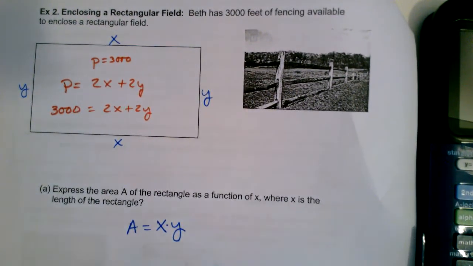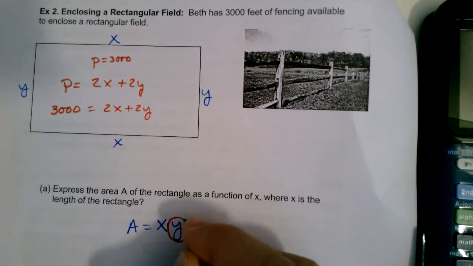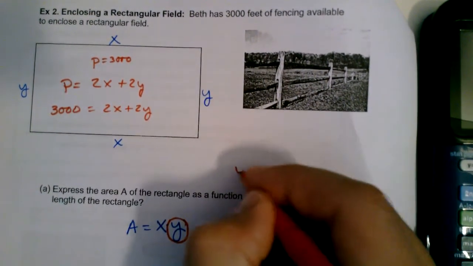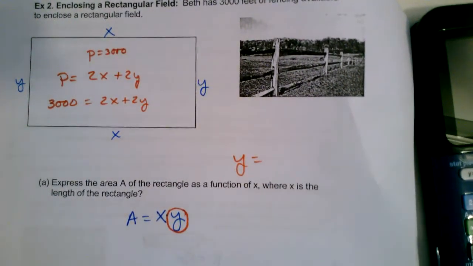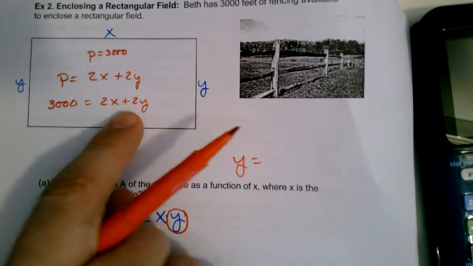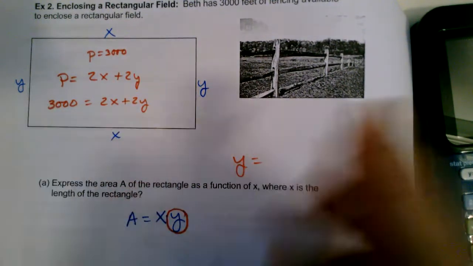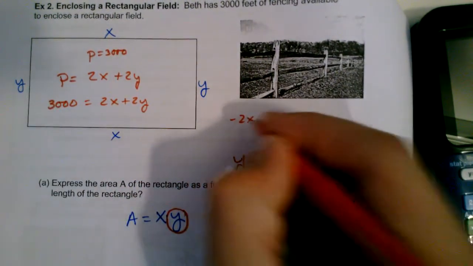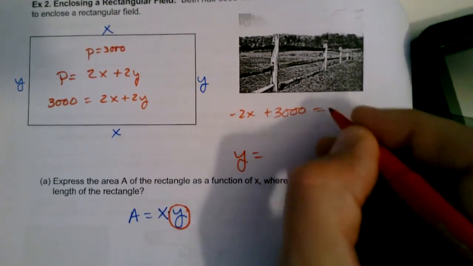Okay. We want to get this in terms of just x. We want this guy out of here. So what we need to do is get y equals something so that we can plug it in. So we're going to use this equation and solve for y. I'm going to go ahead and subtract that 2x over. So I have negative 2x plus 3,000 equals 2y.